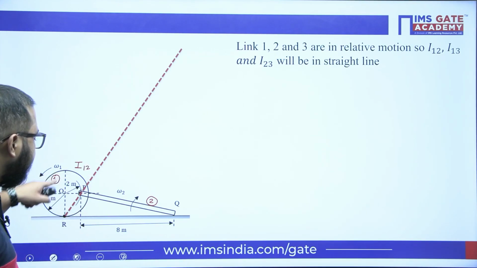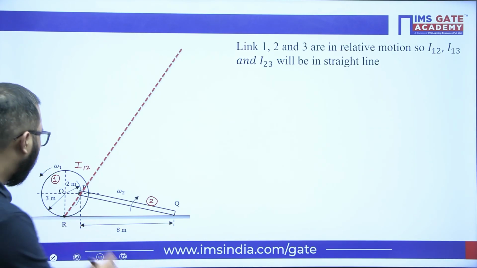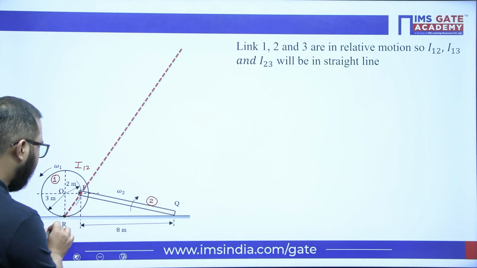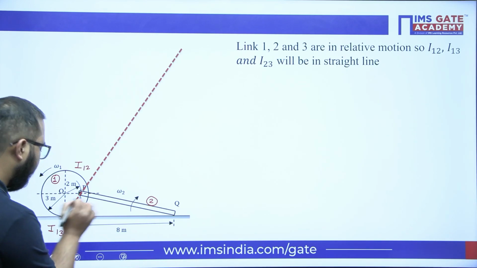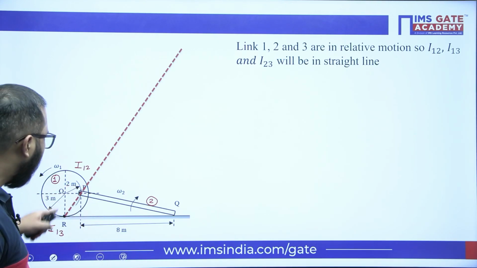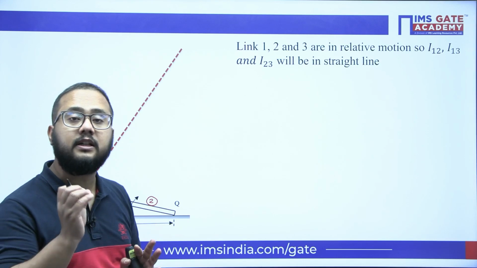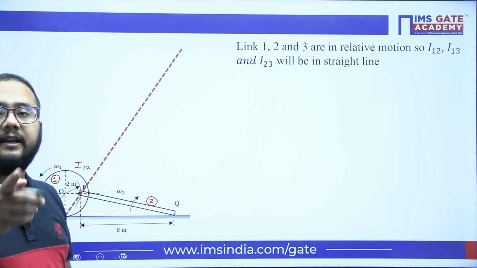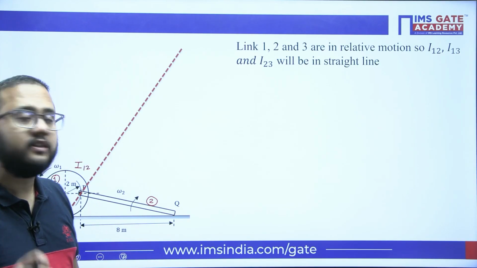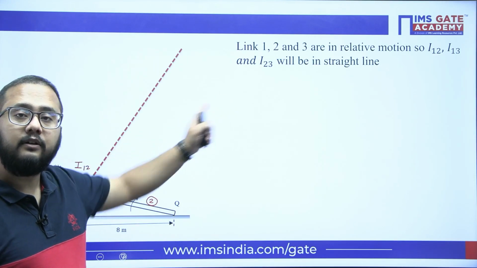And this disc is rolling on a horizontal plane. So the point of contact will also be an I center here, which will be I13. So I12, I13 I have found out. So using these 2 points, I will draw one line. Now the third I center, which is I23, will be on this line itself.